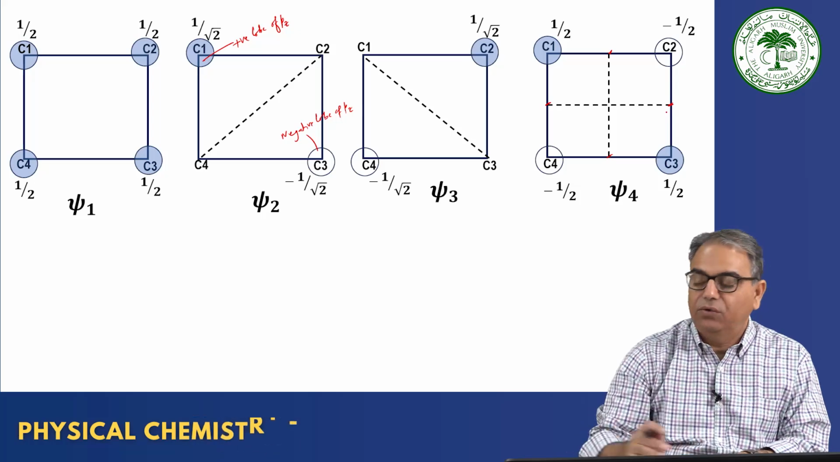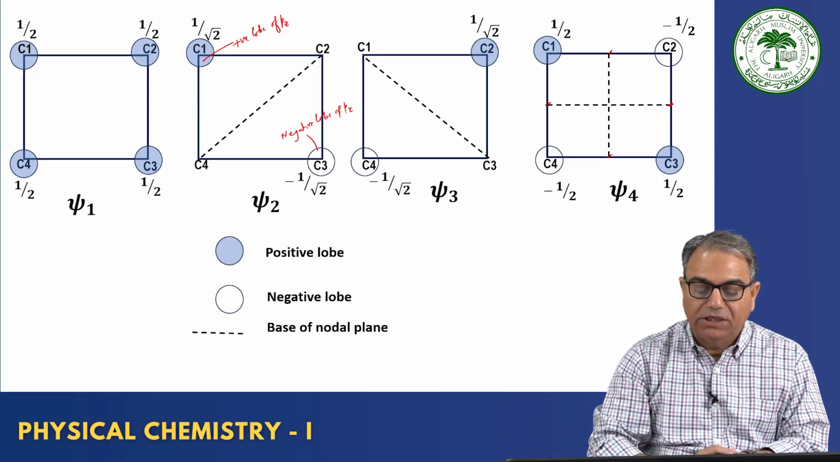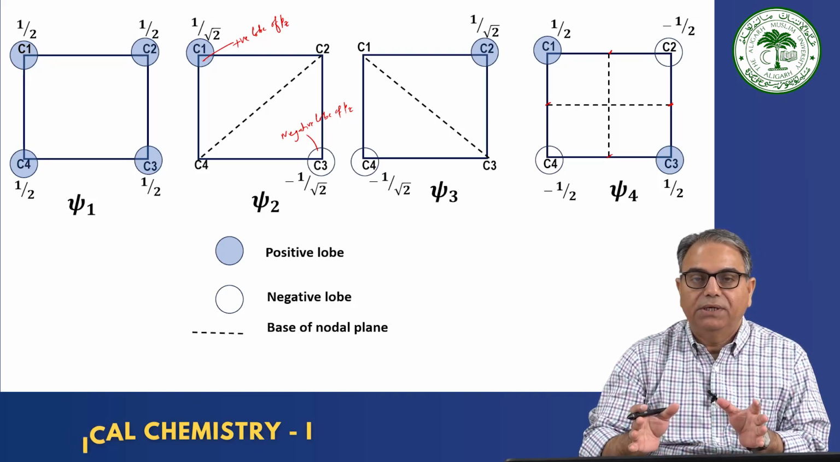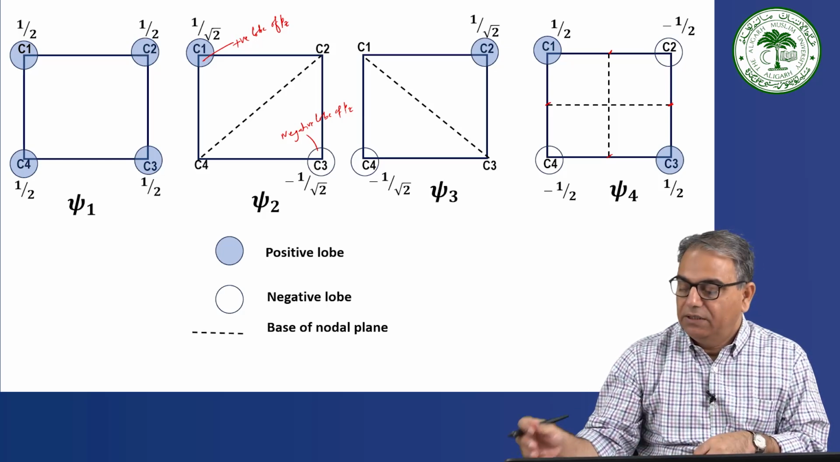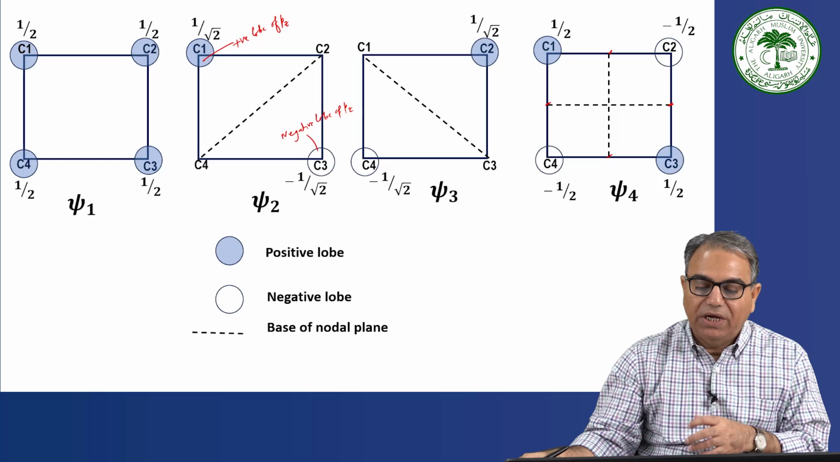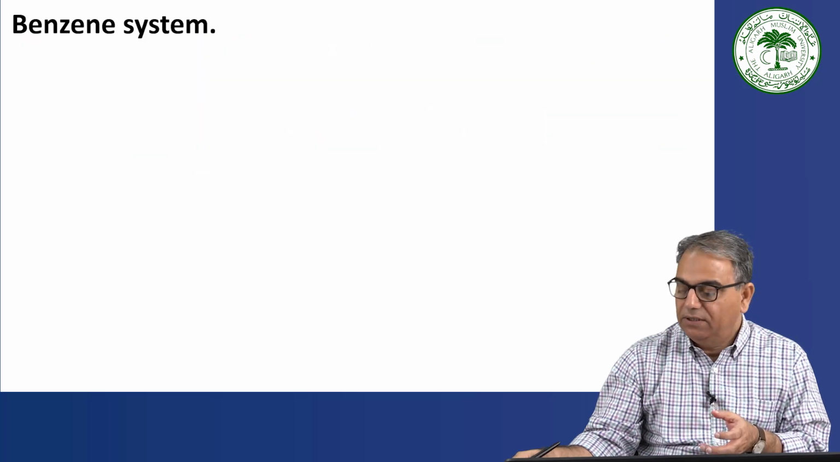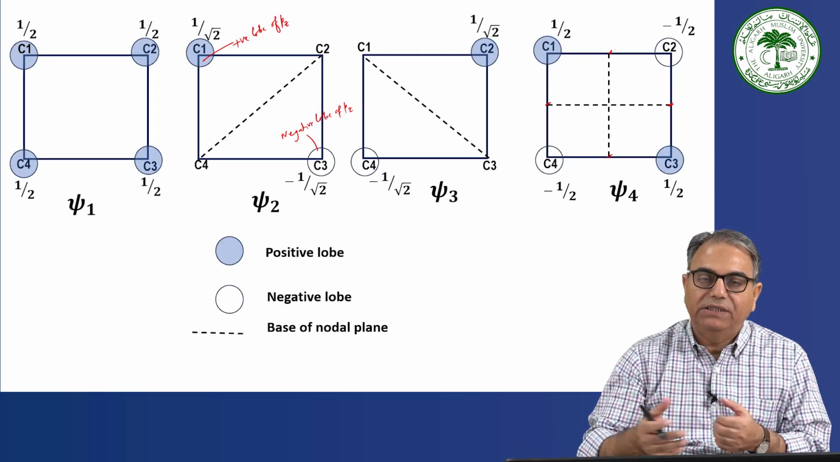So this indicates the nodal plane, and I showed you the positive lobe and negative lobes on the sides of the nodal plane. Okay. So the dotted line is the nodal plane, a positive lobe is solid fill, and a negative lobe is empty, no fill. Okay. So this way we represent the HMO of the cyclobutadiene molecule.